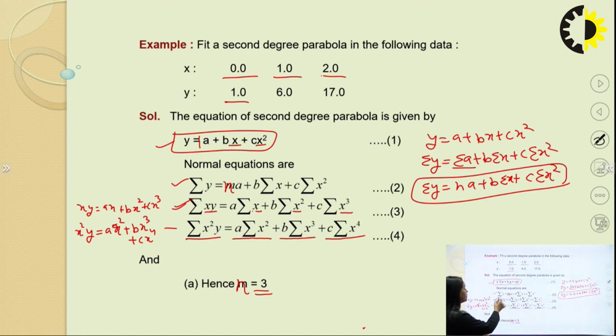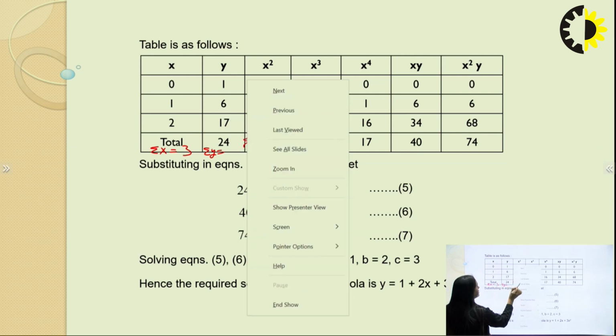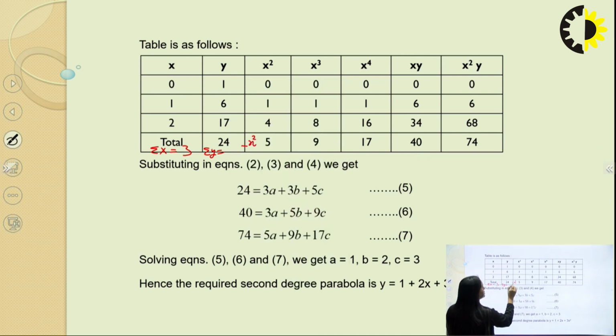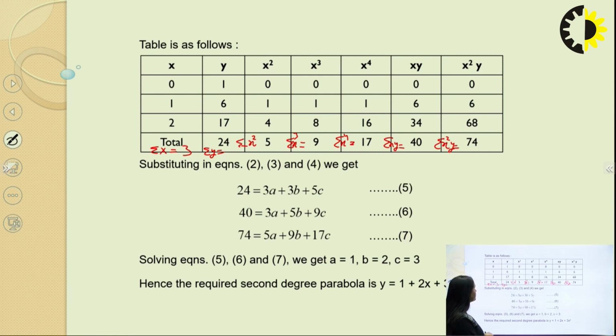Now, we will find the value of summation y, summation x square, all the summation values, and substitute these values in equation number 2, 3 and 4. Let's see how. I have made a table here. Here x is equal to 0, 1, 2. This means summation x is equal to 3. This is summation y, which is 24. This is summation x square, which is 5. This is summation x cube, which is 9. This is summation x to the power 4, which is 17. Then summation xy and summation x square y. So we got summation x is 3, summation y is 24, summation x square is 5, summation x cube is 9, all the values we need.